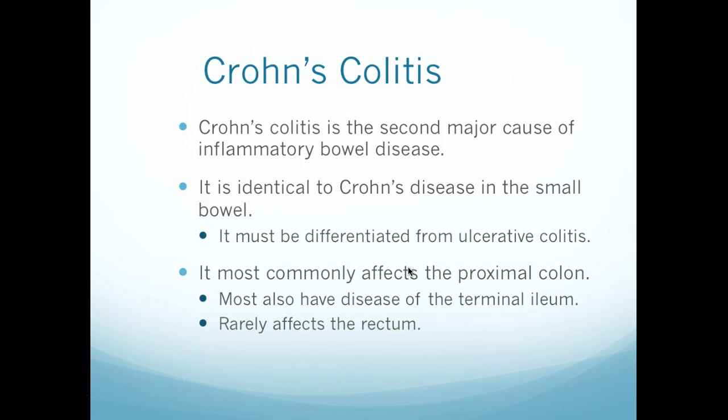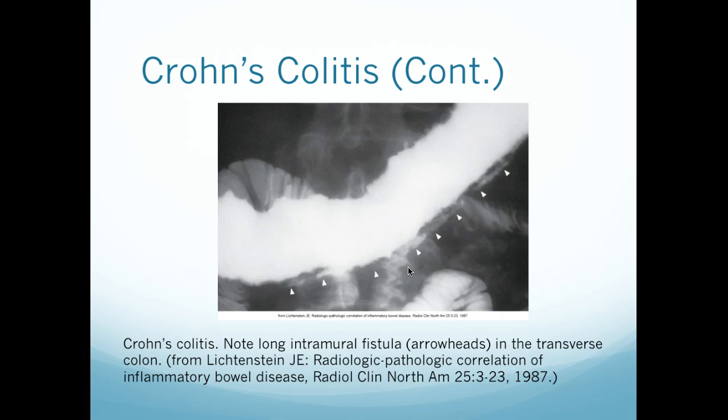So Crohn's colitis is the second major cause of inflammatory bowel disease. It is identical to Crohn's disease in the small bowel. It must be differentiated from ulcerative colitis. It most commonly affects the proximal colon. Most also have disease of the terminal ileum, and it rarely affects the rectum.